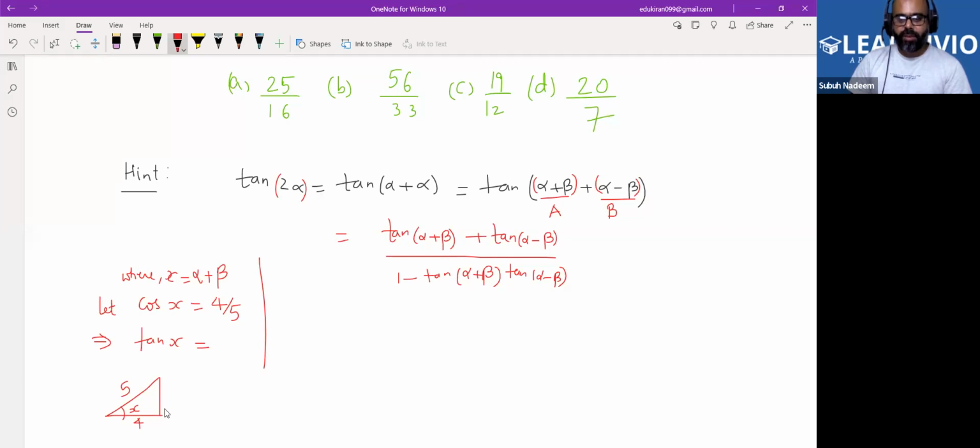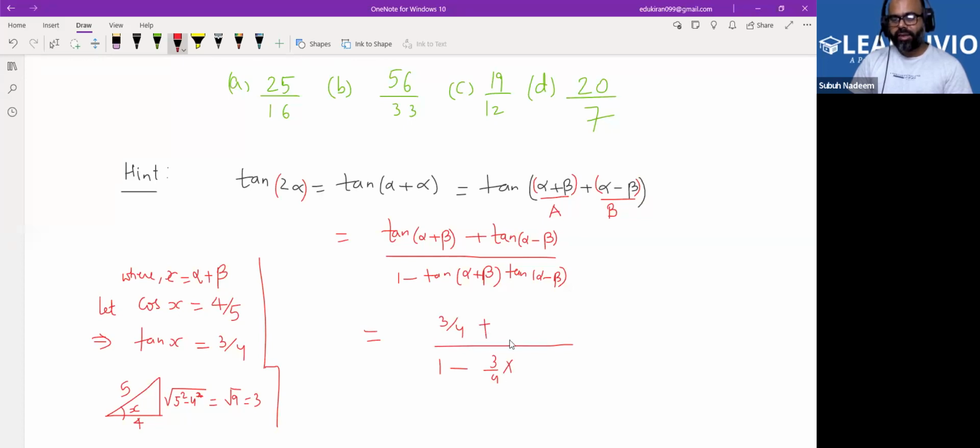So what will be this perpendicular? This will be root over, by Pythagoras theorem, 5 square minus 4 square. That will be 25 minus 16, 9. Square root of 9 is equal to 3. So tan x you will find is 3 by 4, because now the perpendicular is 3 and base is 4. So tan alpha plus beta will be 3 by 4. Here also tan alpha plus beta will be 3 by 4.